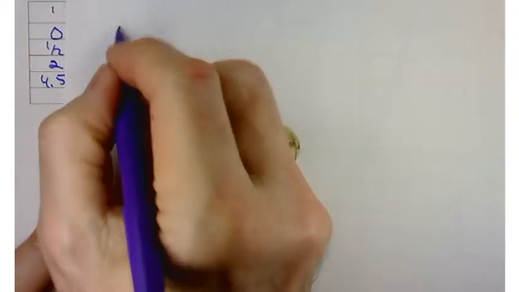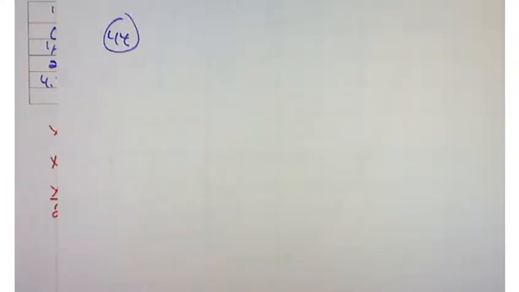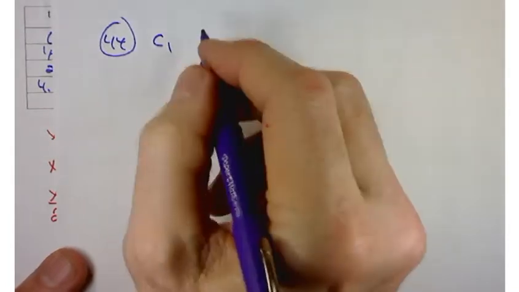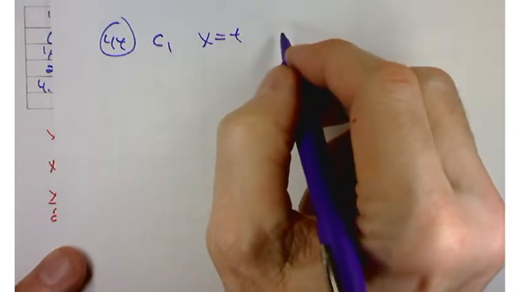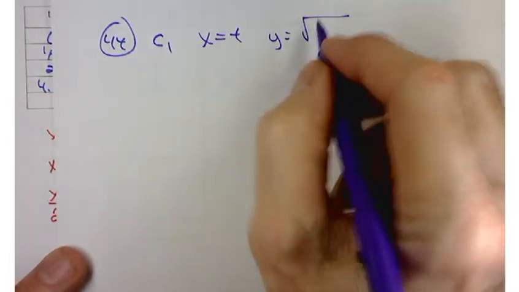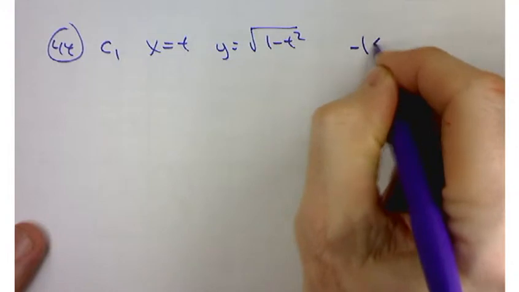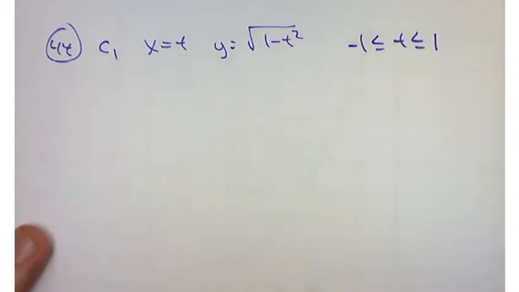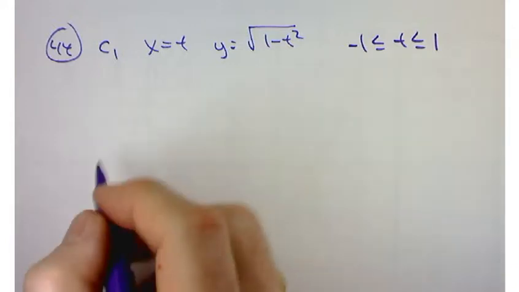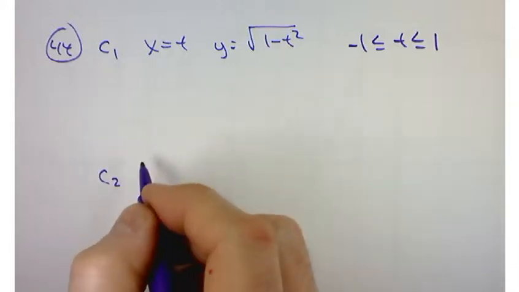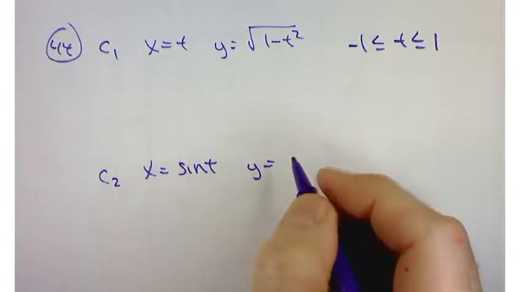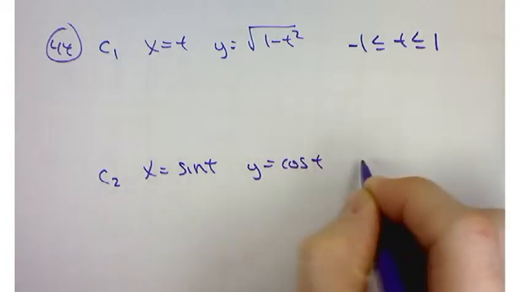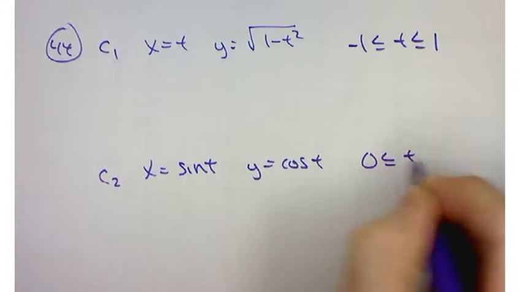So problem 44, we're going to look at four curves. C1 is going to have x equal t and y equals the square root of 1 minus t squared. And negative 1 is going to be less than or equal to t, less than or equal to 1. C2 is going to have x equals sine of t, y equals cosine of t, and 0 is less than or equal to t, less than or equal to 2 pi.